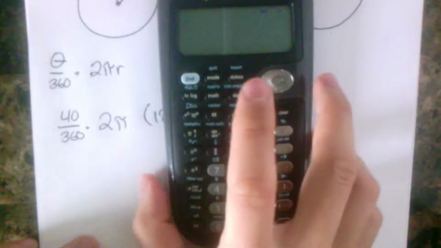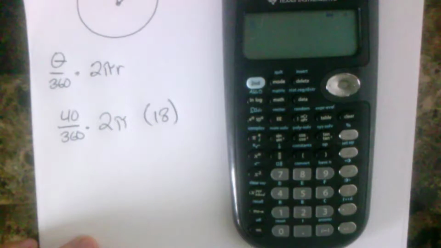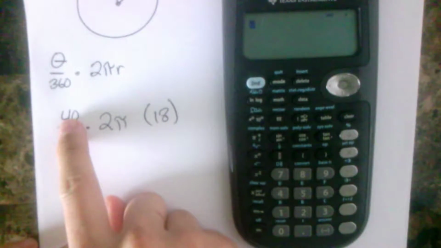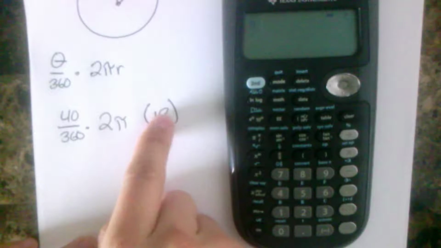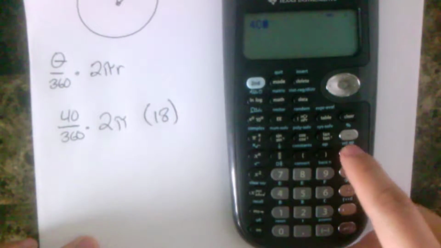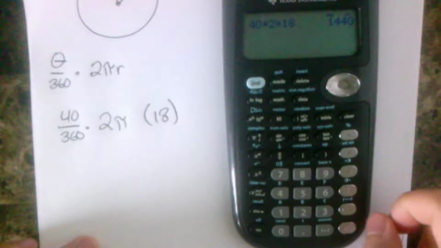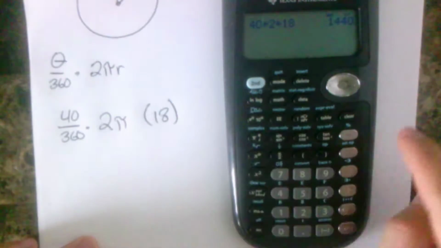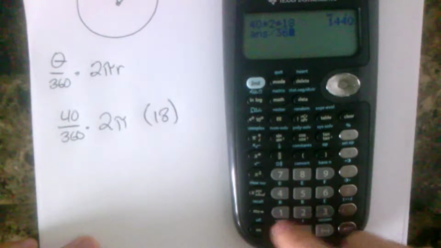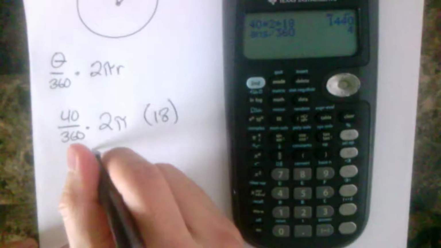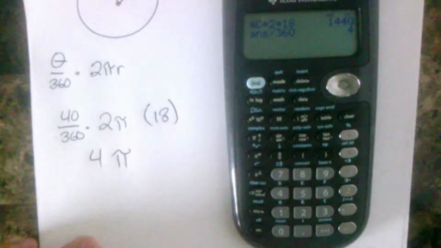Everyone's calculator is a little bit different, so it really depends on which calculator you're using. But to do it by calculator, what you're going to do is always take this top number and multiply by the 2 and whatever your radius was. So 40 times 2 times 18. You're going to hit equals or enter, and then you're going to divide by this bottom value. So divide by 360. And you're going to get 4, and at the end you're just going to tag pi onto your answer. So this is just going to be 4 pi.